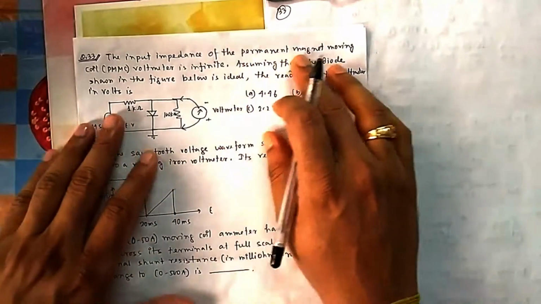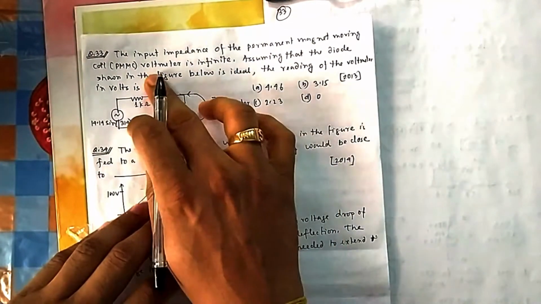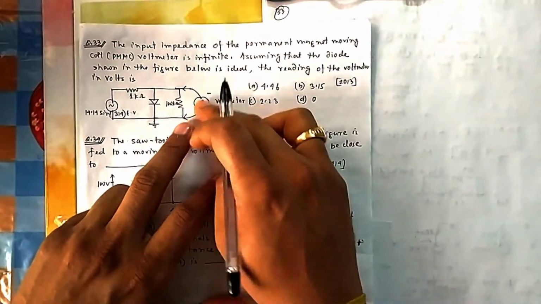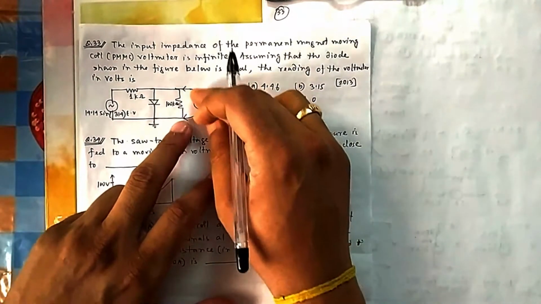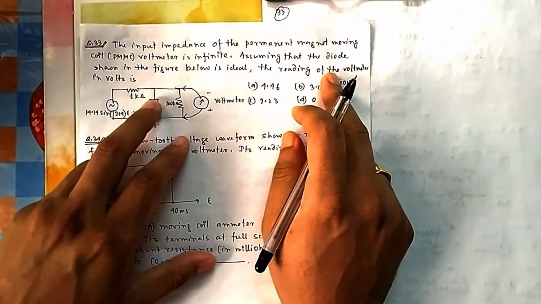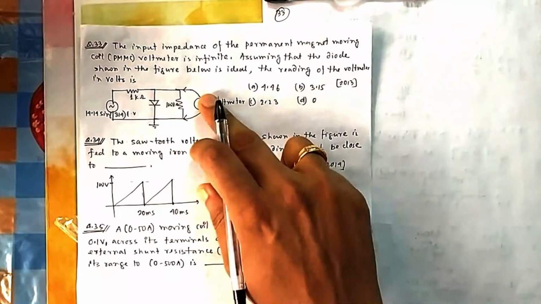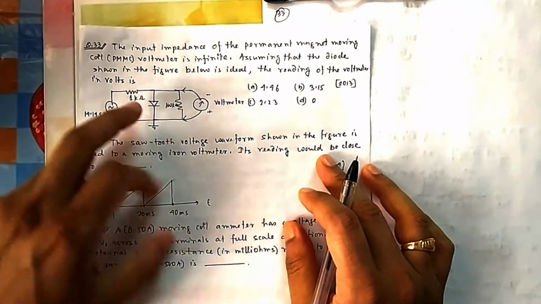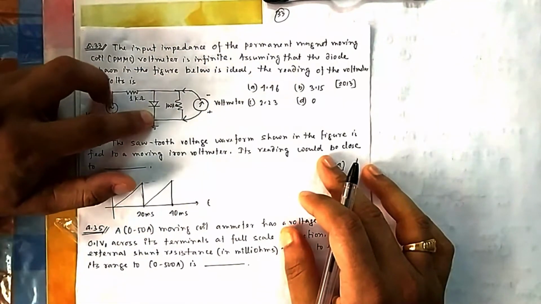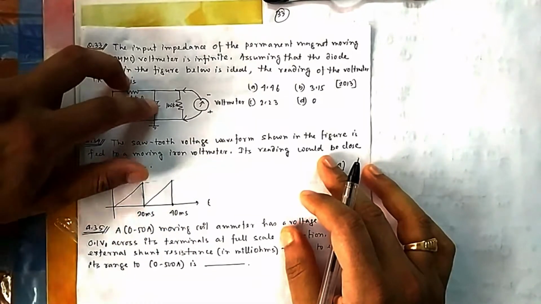Option A. The input impedance of the PMMC moving coil voltmeter is infinite, okay, it is ideal, so no current will flow through this. So you can treat it as an ideal voltmeter. Assuming that the diode shown in the figure below is ideal, so no forward voltage drop will be there. The reading of the voltmeter in volts, what voltmeter it will read. Now if you see when this is forward biased, then the voltage across it is 0 because it is short circuit, so it is 0. So the voltmeter will read 0 voltage if it is forward biased.